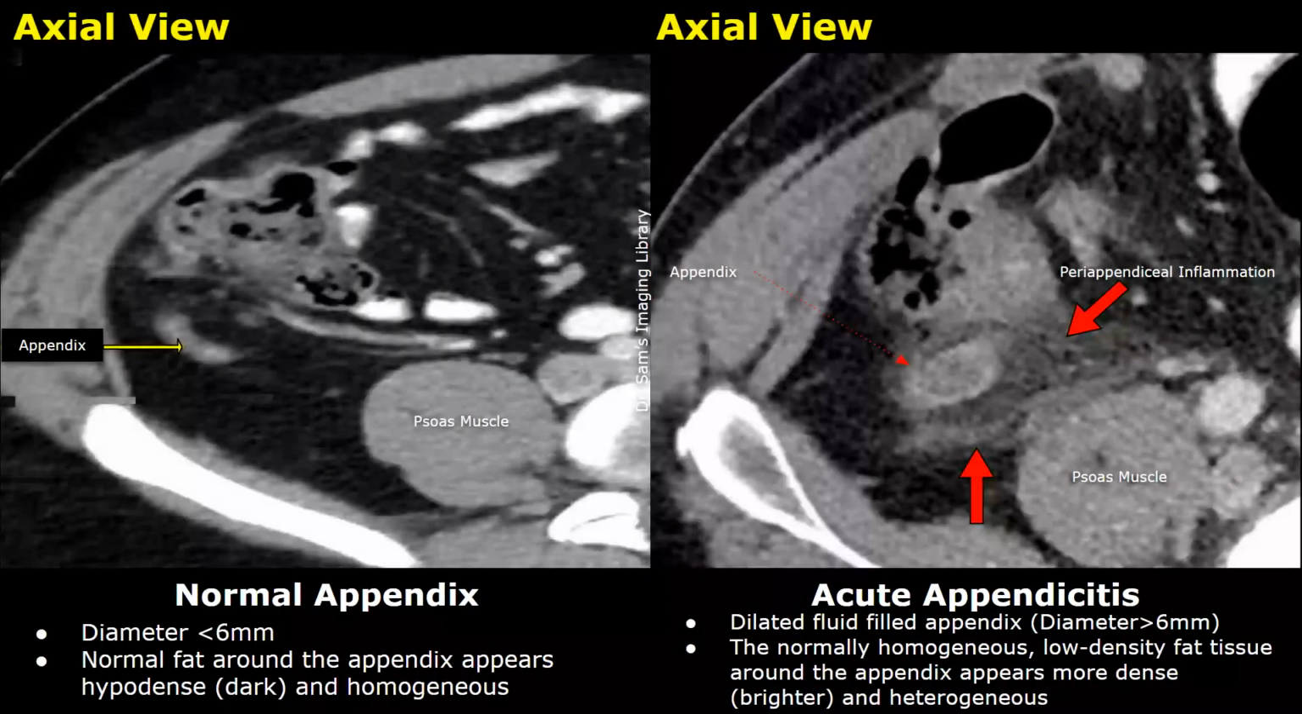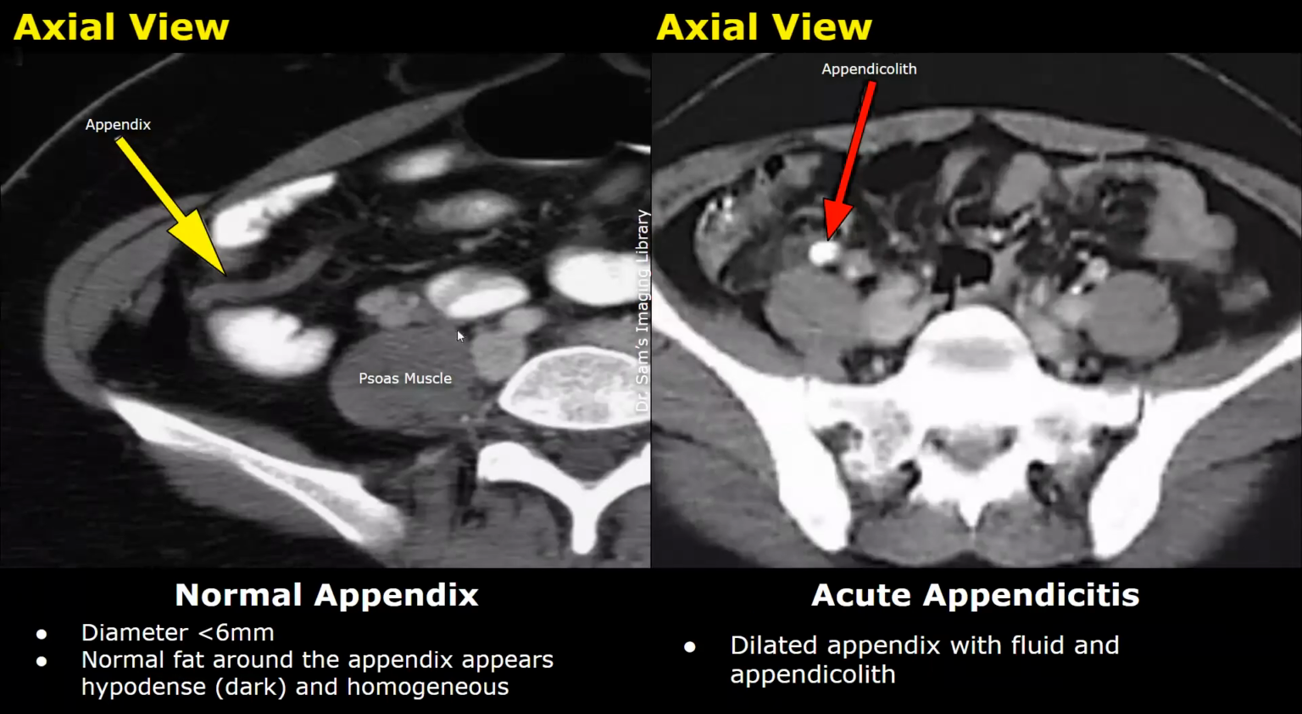This is a magnified image in axial plane showing the normal appendix. The fat surrounding the appendix is normal. This is an inflamed appendix. It is enlarged. There is a significant amount of periappendiceal inflammation. Here is another image of the appendix. This thin tube-shaped structure is the appendix with normal fat.